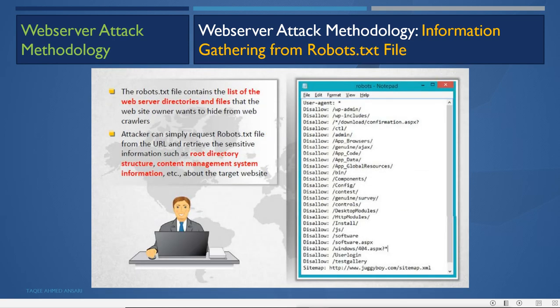Then, in web server attack methodology, information gathering from the robots.txt file. This robots.txt file contains the list of the web server's directories and files that the website's owner wanted to hide from web crawlers. An attacker can simply request the robots.txt file from the URL and retrieve sensitive information such as the root directory, structure, content management system information, etc. about the target website. It is actually meant for those crawlers.